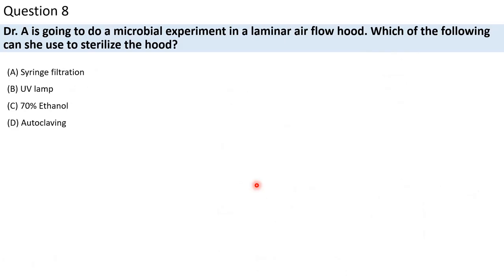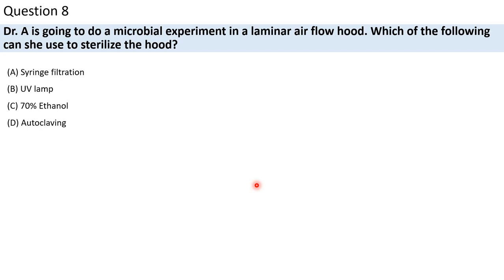Dr. A is going to do a microbial experiment in a laminar airflow chamber. Which of the following can she use to sterilize the hood? Option A, syringe filtration. Option B, UV lamp. Option C, 70% ethanol. Option D, autoclaving. If we see syringe filtration, we just use it for temperature sensitive chemicals or components, for example antibiotics. So how will it be useful in sterilizing the whole hood? That is not the answer.